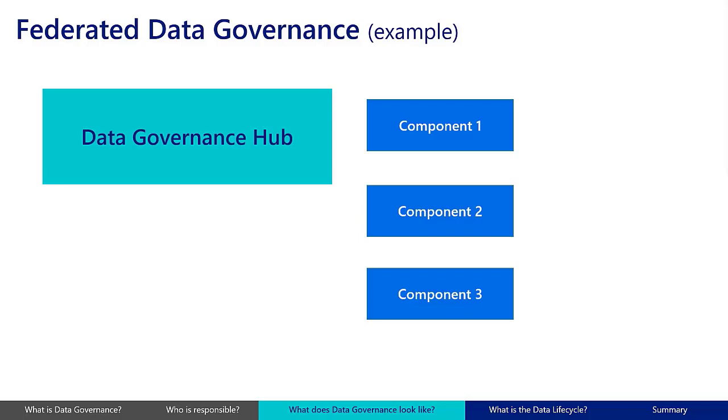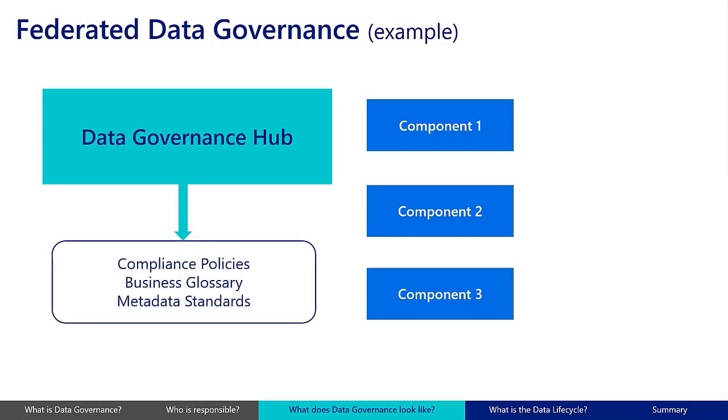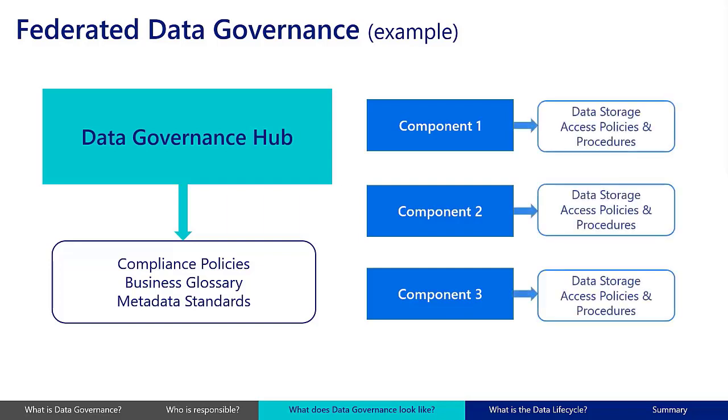Some things to have centralized in a data governance hub might be legal compliance policies, an organizational business glossary, and metadata standards. What tasks are centralized and what tasks are reserved for dispersed components can vary from program to program and must take into account the reality of your organizational culture and how data is collected and used across the various components.